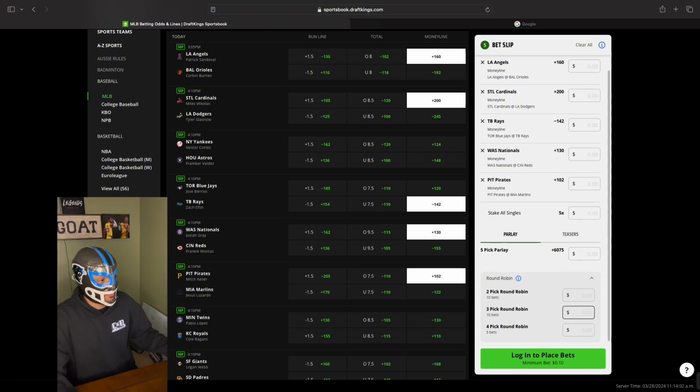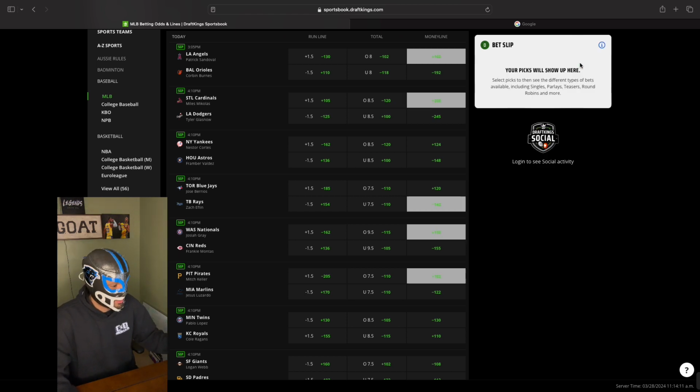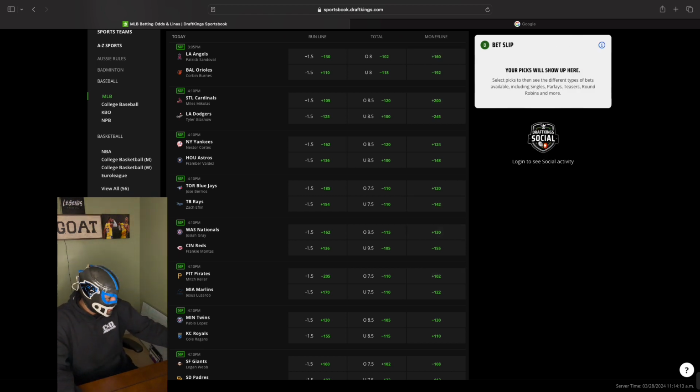I personally don't like round robins. If you guys want to learn more about it, I can teach you about it. I don't like it, and I think it's like an escape route, like a safety net that I don't like. So I don't use it because I don't really believe in it. I think the payouts suck.